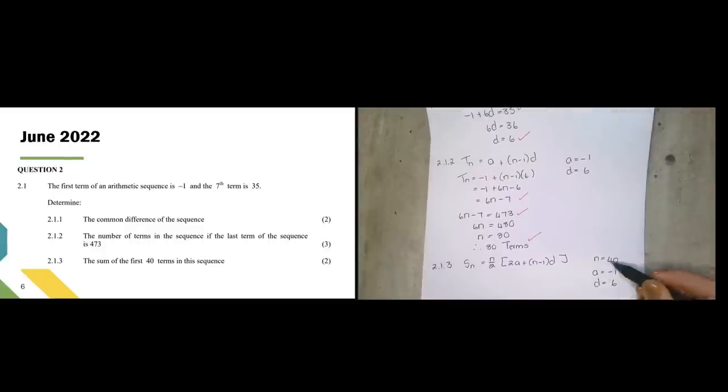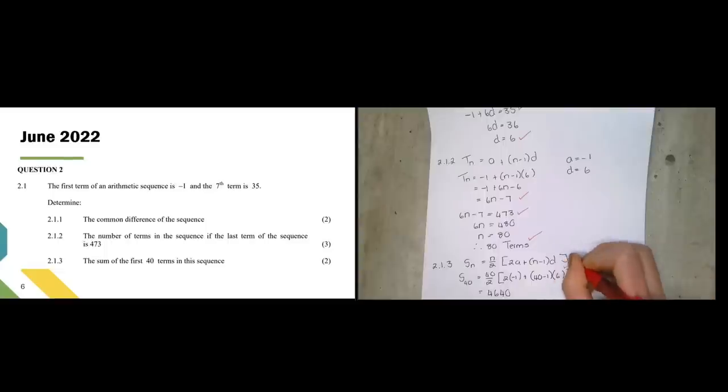Remember your little shopping list on the side to help you. So the sum of 40 terms would be 40 over 2, bracket 2 times a, which is negative 1, plus, in brackets, n, which they said is 40, minus 1, and remember the d when you sub it in is in a bracket, times 6. Now I can go to my calculator, and my answer works out to be 4,640. 2 marks, so it's a mark for the substitution and a mark for the answer.